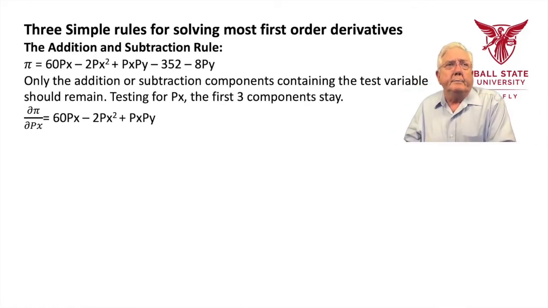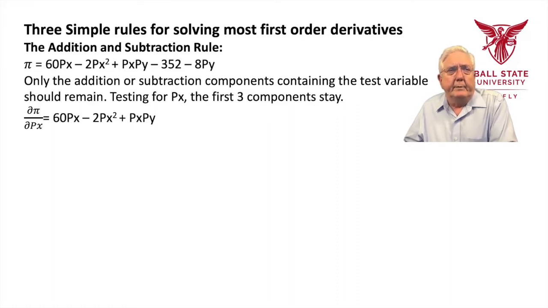That's great. Now, here's how we write the formula for doing a multivariate derivative. We have more than 1 variable here. So this is the derivative of the profit with respect to price X. We're taking a derivative of the profit function with respect to variable PX. Right now it's equal to just these 3 components. Now we're ready for the next rule.